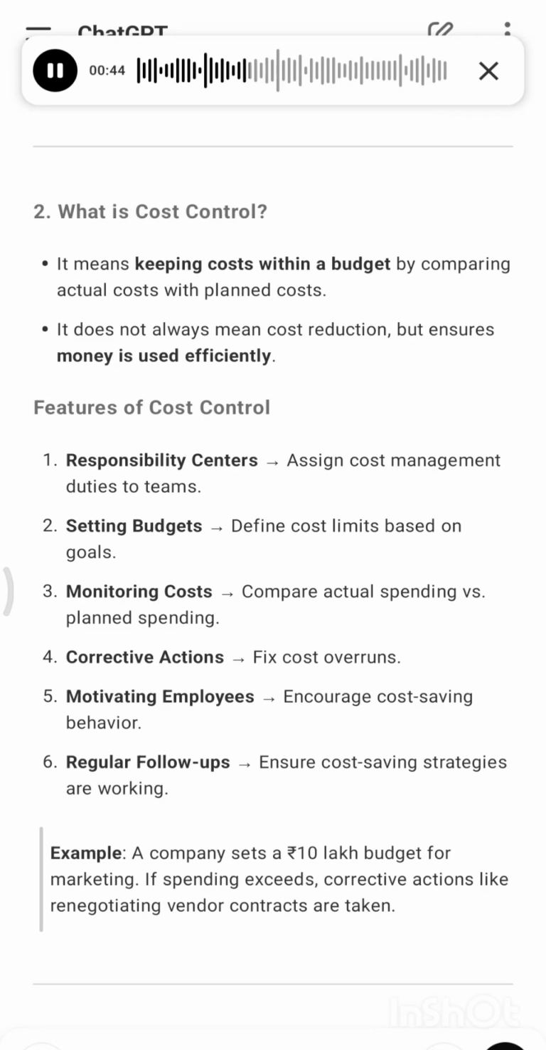Features of cost control. 1. Responsibility centers. Assign cost management duties to teams. 2. Setting budgets. Define cost limits based on goals. 3. Monitoring costs. Compare actual spending versus planned spending. 4. Corrective actions. Fix cost overruns. 5. Motivating employees. Encourage cost-saving behavior. 6. Regular follow-ups. Ensure cost-saving strategies are working. Example: a company sets a 10 lakh budget for marketing. If spending exceeds, corrective actions like renegotiating vendor contracts are taken.